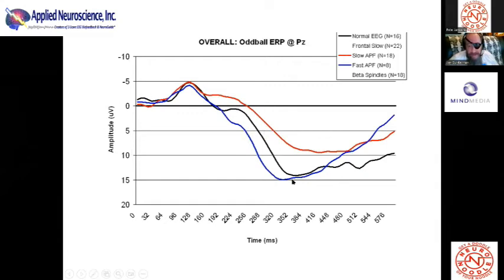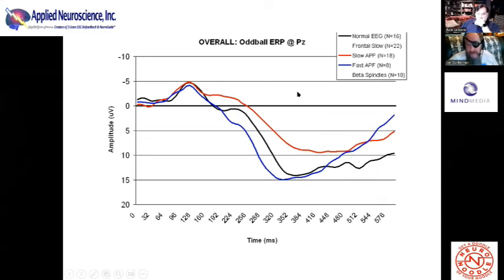This is an ERP, and the P300, the positive deflection, that's a response to a stimulus. The timing of it is related to the alpha frequency. Fast alpha, you get a quicker reaction. Slow alpha, you have a slower reaction.